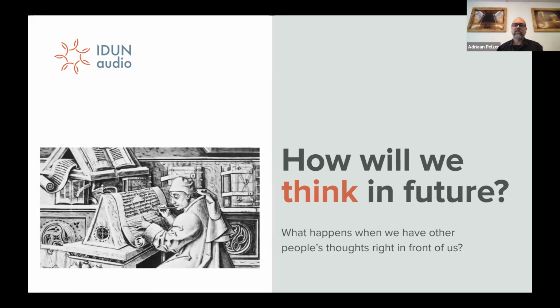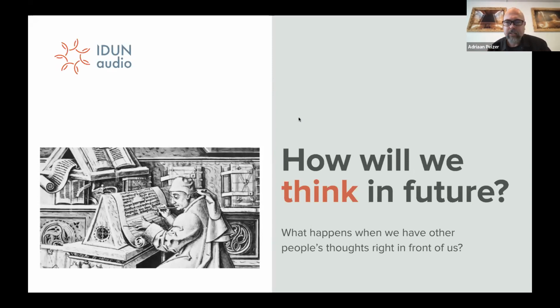Now let's ask ourselves, as this person 600 years ago, how will we think in future? And what happens when we have other people's thoughts right in front of us? I don't think any of us can imagine anyone being able to extrapolate all the second, third, fourth order effects that come out of this single question.